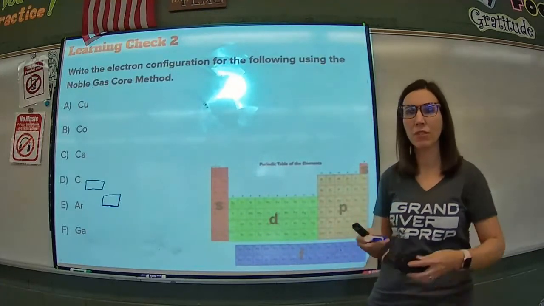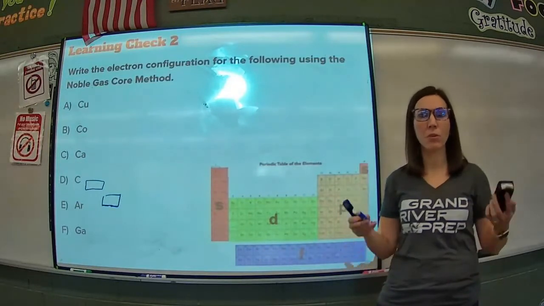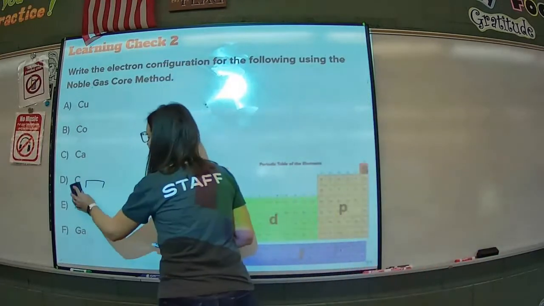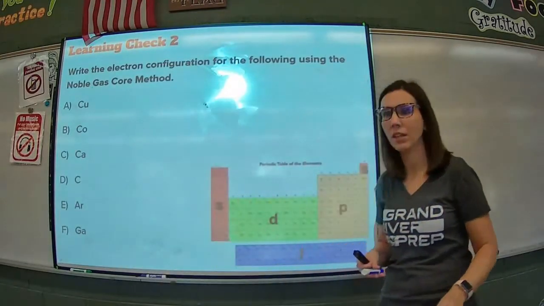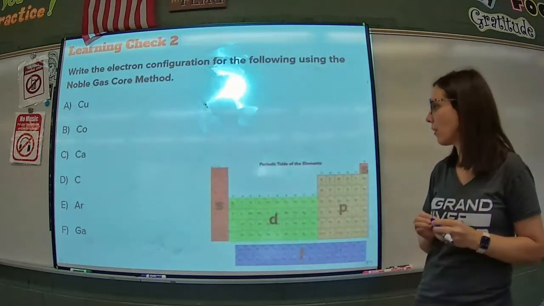So when it says full, you're going to write the whole thing. When it says noble gas core, you're going to substitute the core electrons with one of the noble gases. So if I take a look here, we're going to do our electron configurations for these, but we're going to shorten it up, okay?